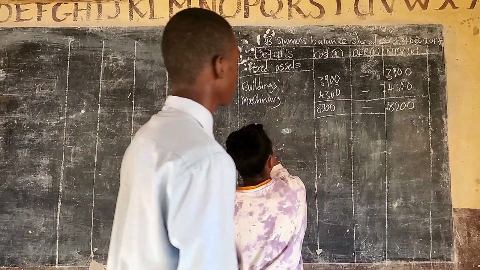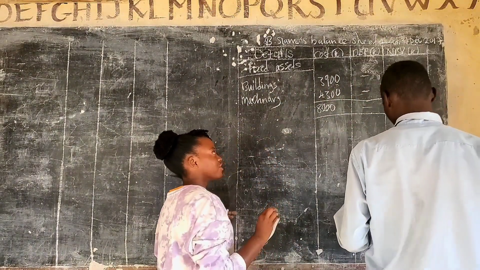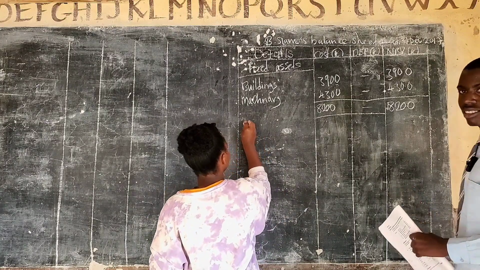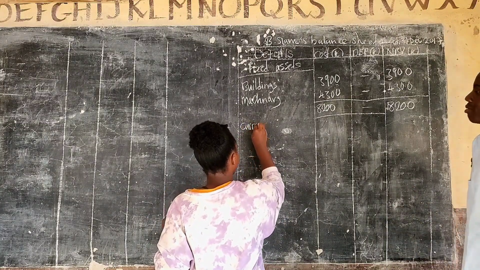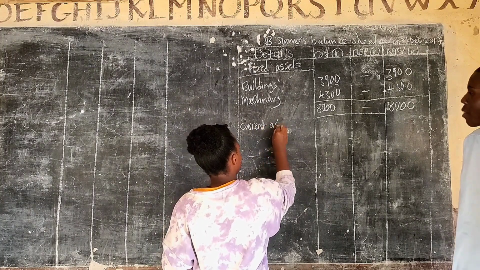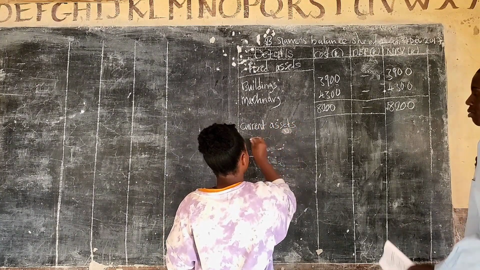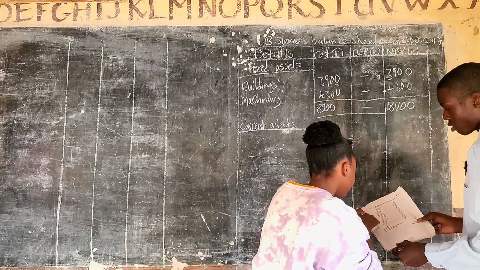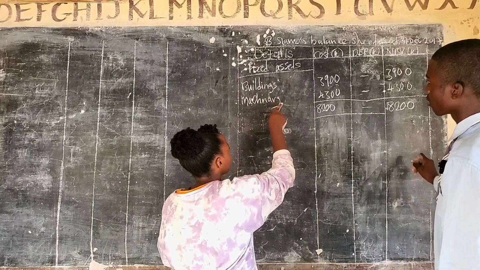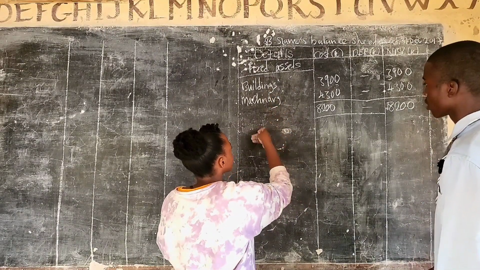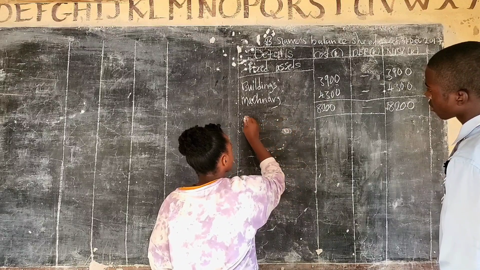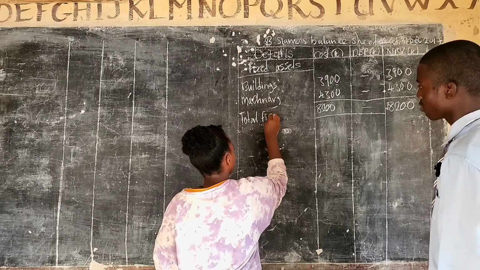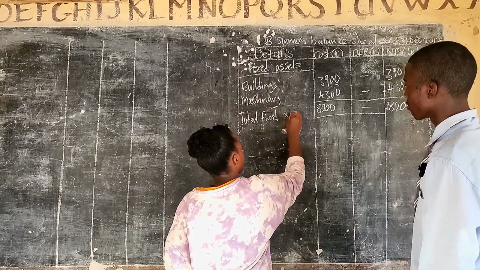So now we move to the next step, which is the current assets. It's also more like a title. So after adding the buildings and machinery, which are the fixed assets, the amount that we get is the total fixed assets.